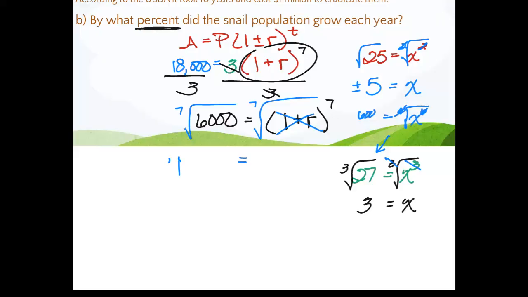3.1, 3.4652. Okay, so what was it again? One more time. 3.46. 3.465. We'll start with that.